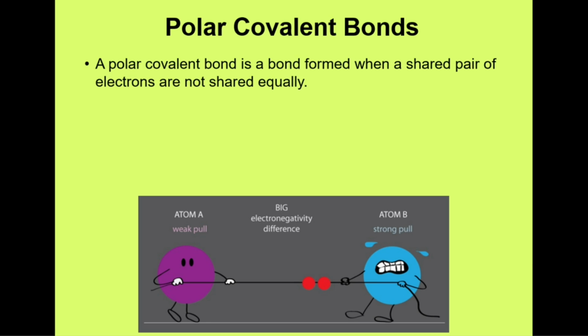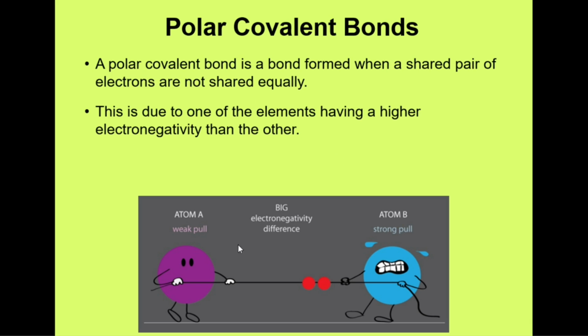So first, let's look at polar covalent bonds. And a polar covalent bond is formed when a shared pair of electrons are not shared equally. So what I mean by that is, if we take this diagram down here, and let's use a classic example that we've looked at already with water. So if we can think that atom B here is the oxygen atom making up a water molecule, and atom A is one of the hydrogen atoms.